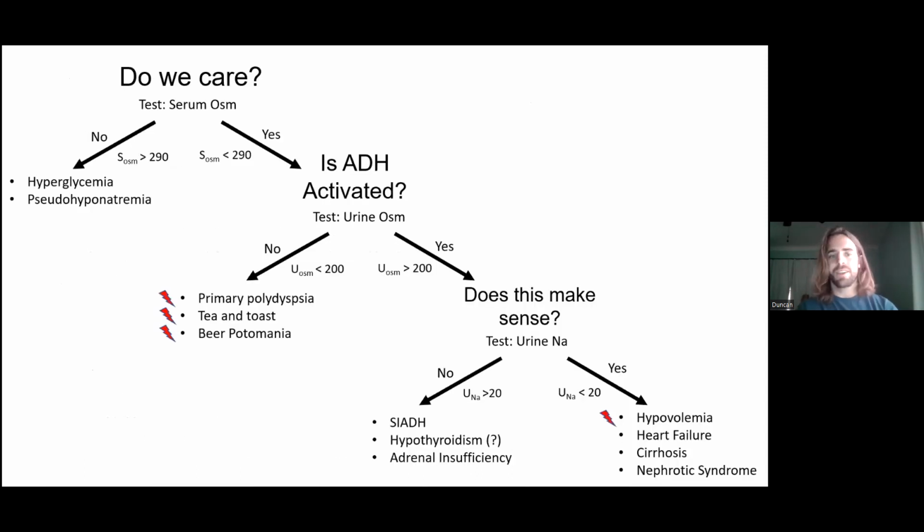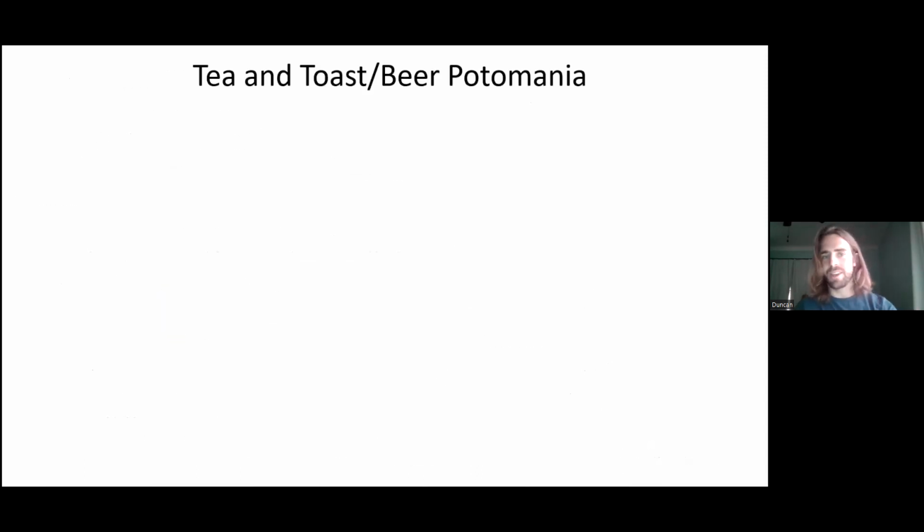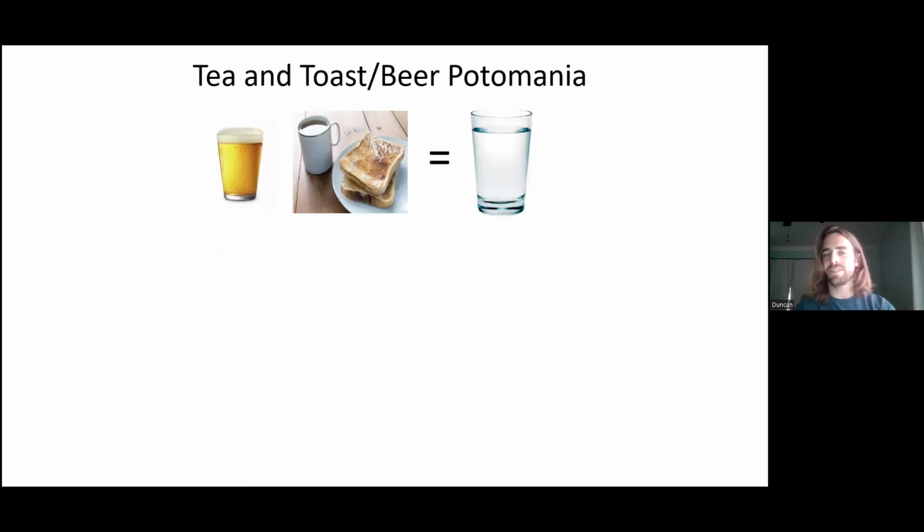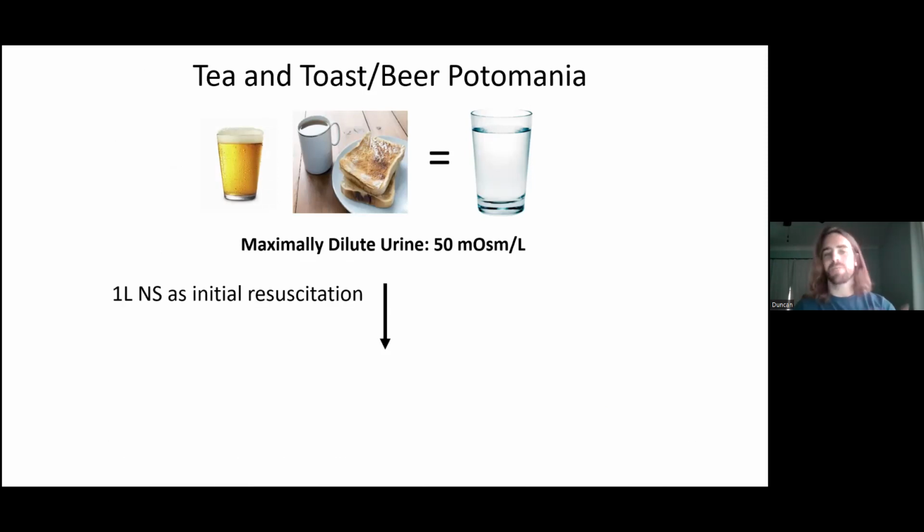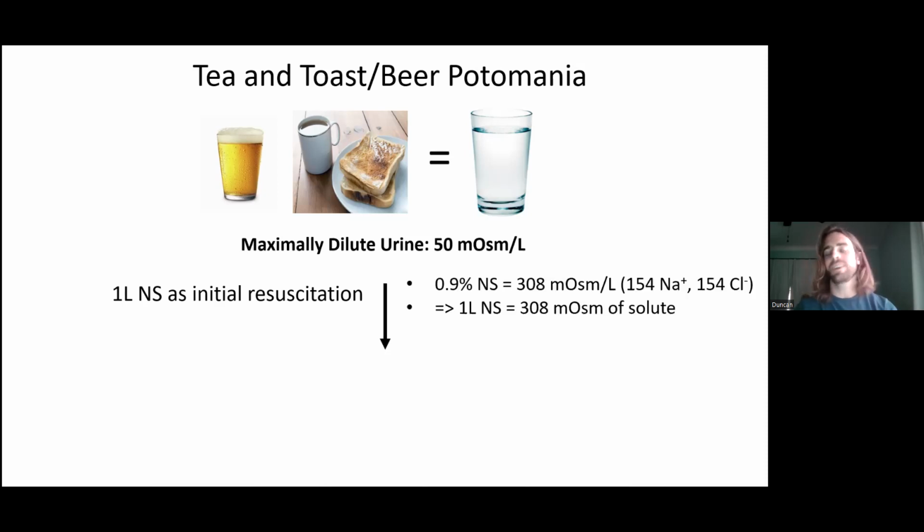And then just very briefly, these are the ones that we're going to highlight. Talking about why this happens in tea and toast and beer potomania, in that situation ADH is all the way turned off. The kidneys are doing their very best to try and get back to a normal serum tonicity. They just don't have the solute load to do it. But let's say someone comes in and they get a liter of NS in the ED. That liter of NS actually has a pretty good solute load, about 300 milliosms of solute.